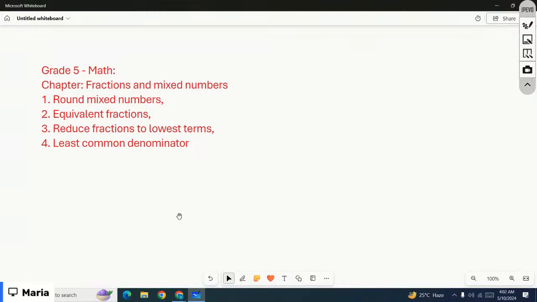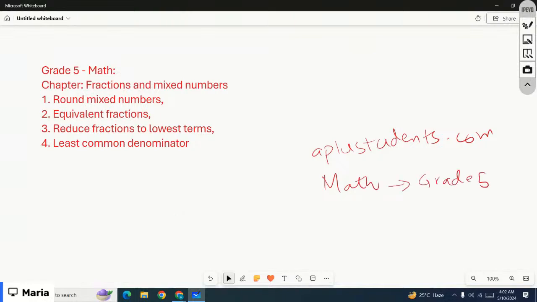You can find all the lessons on aplusstudents.com. You have to log in there using your email address and password as provided by the administrator. Then you have to select math from the subject tab. Scroll down to grade 5 and then click on view all lessons. So there you can find a list of the chapters.